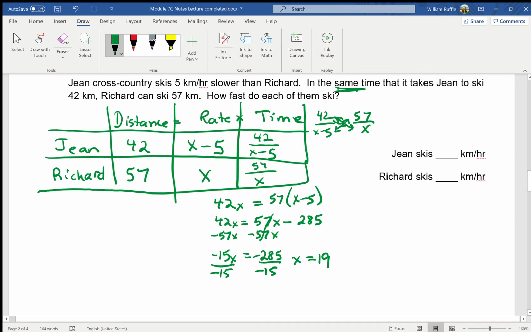Now if you notice up here, Richard is x. This belongs to Richard. So that means Richard is 19. Now Jean is 19 minus 5. So Jean is 14 kilometers per hour.